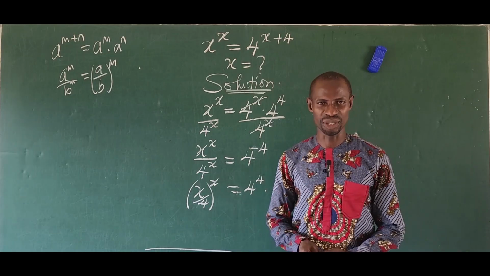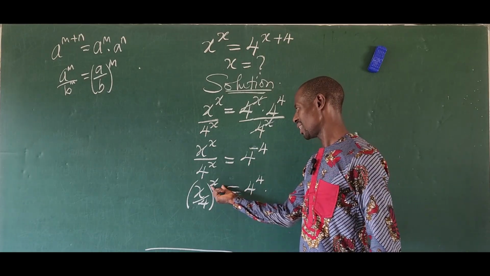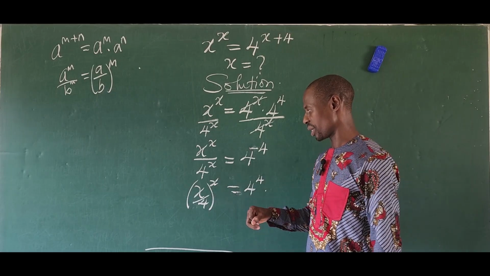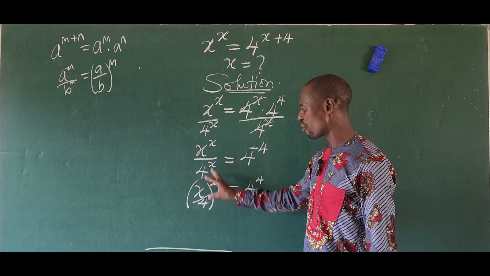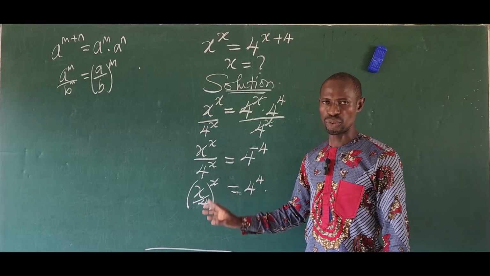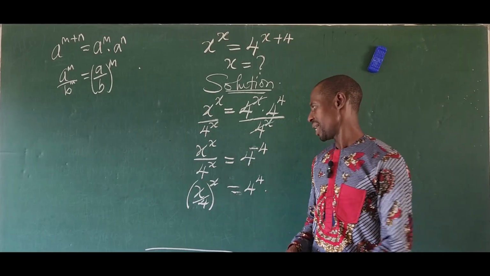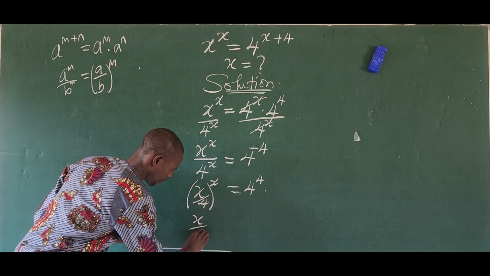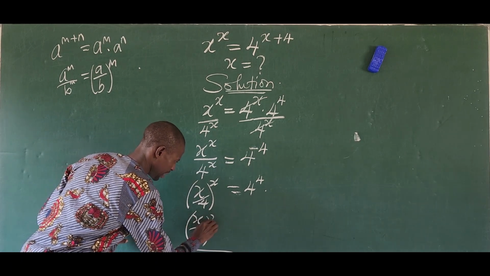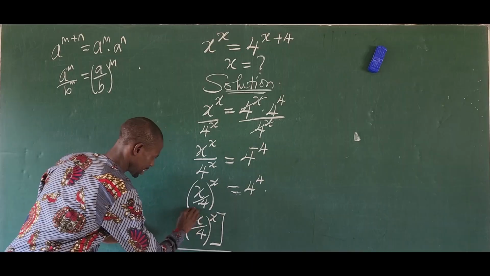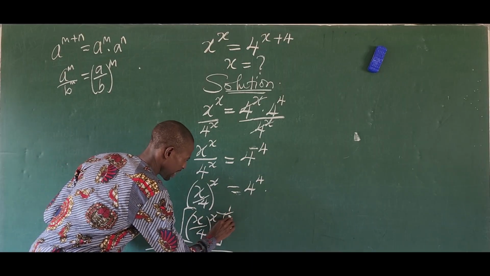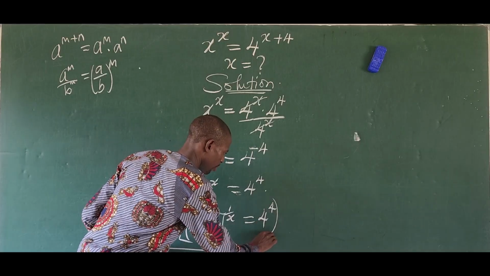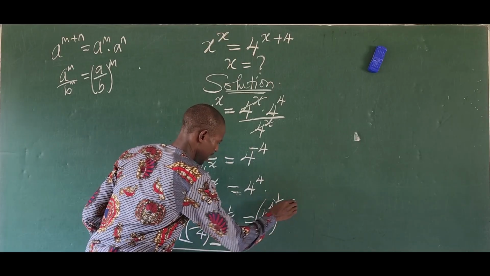Okay, so the next thing we're going to do here is this. Let's try to eliminate this x as the exponent. And what we do here, we're going to raise both sides of this equation to 1 all over x. And so we're going to write this. This is going to give us x all over 4 all raised to the power of x, then in bracket, raised to the power of 1 all over x. Then we do same thing here. Our 4 to the power of 4 all raised to 1 all over x.